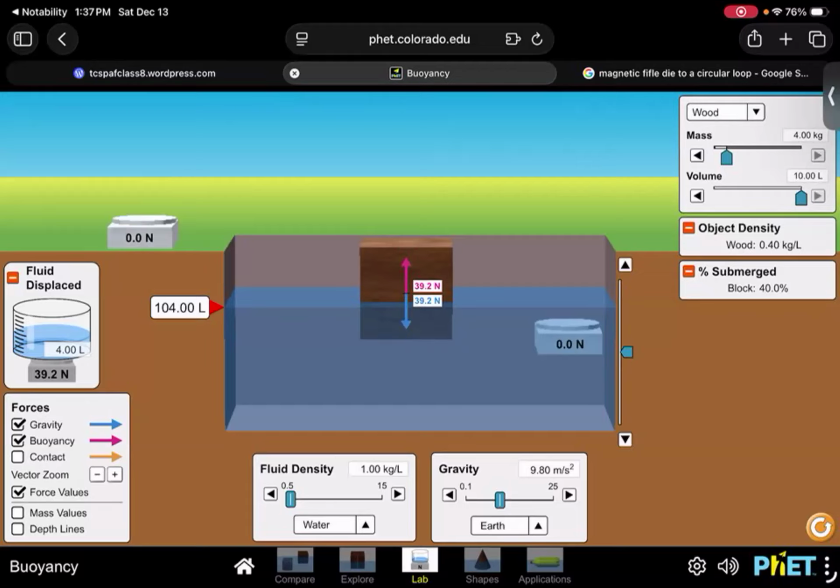I'm going to repeat that. Notice an interesting connection: the pink arrow is the upthrust on the block, and that upthrust is equal to the weight of the fluid that you displace. You can read on the left side that if you measure the amount of fluid displaced, 4 liters, the weight of that fluid is 39.2 newtons. How is it that these two are connected? How is it that the upward force on the block is equal to the weight of the fluid that was displaced?